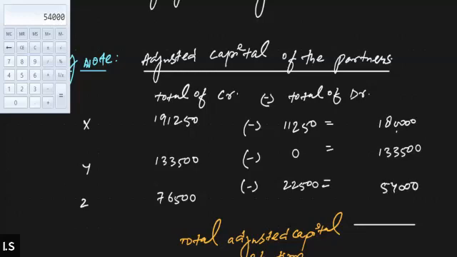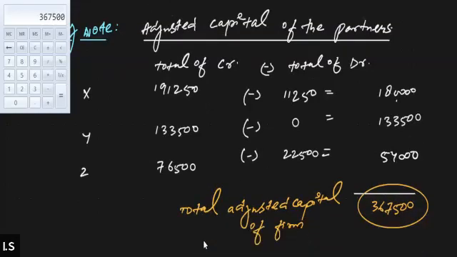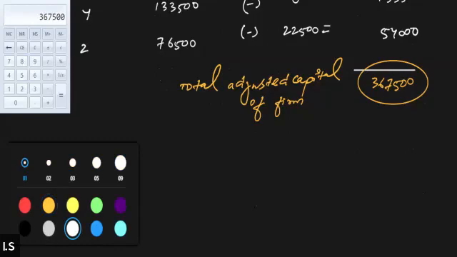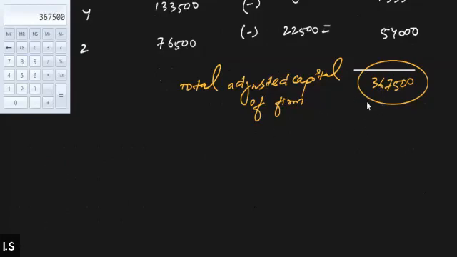Now totaling all this, we will get the total adjusted capital. So 54,000 plus 133,500 plus 180,000. So this will be 367,500. Tell me, is this clear? Yes, sir. Okay. Now see, we found out the total adjusted capital of the firm. Now all we need to do is distribute this among the partners in the new profit sharing ratio, right?